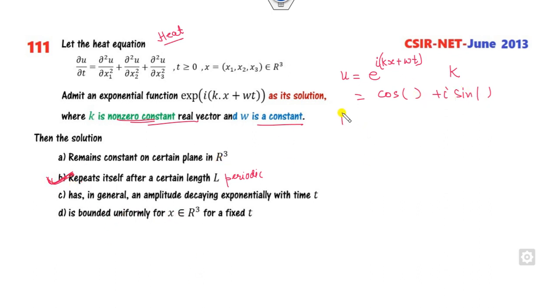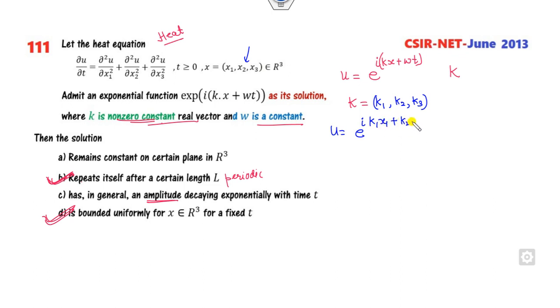It's uniformly bounded. If you find the modulus of this, e raised to power iota of this, it is always less than or equal to 1, it's bounded for all x. Now how can you think about the first and second options? Remain constant and amplitude decreases with time. Firstly, k is my non-zero constant, so I can consider it as k1, k2 and k3. Fine. So if I substitute here e raised to power, x is my here, k is my this, so k1 x1, k2 x2, k3 x3 plus omega t.